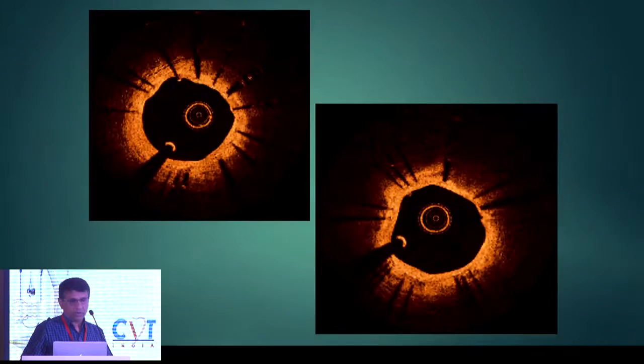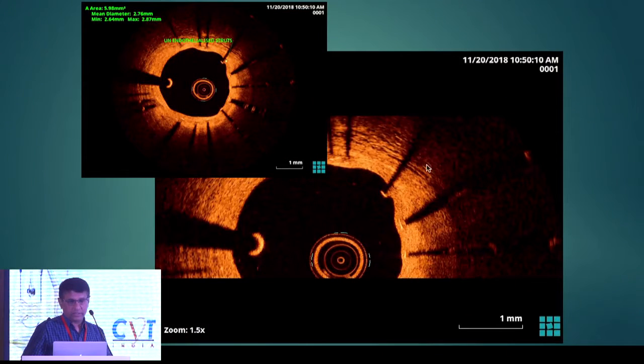So what was the reason after 5 years? You can see that some of the struts are still unendothelialized. So this could be the reason. You can see clearly that even 5 years down the line, the struts were not fully endothelialized. So this could be the plausible reason for the stent thrombosis in this patient.